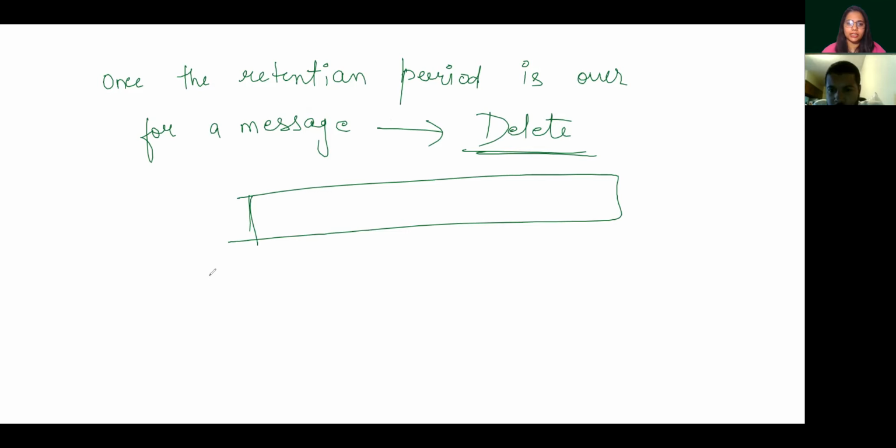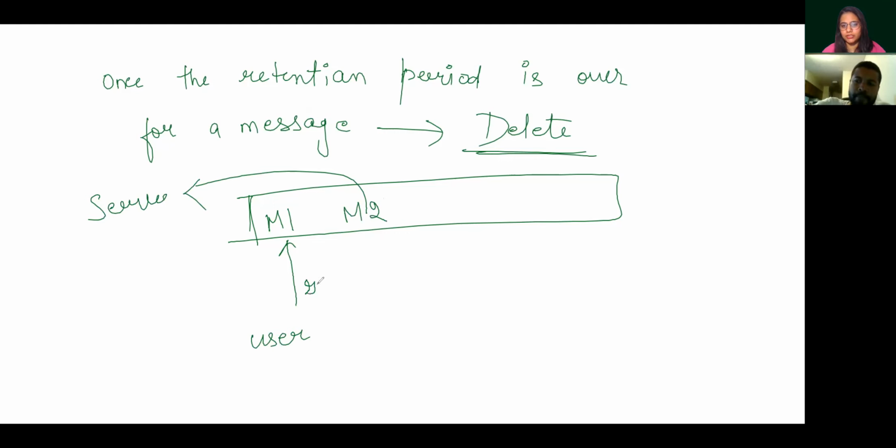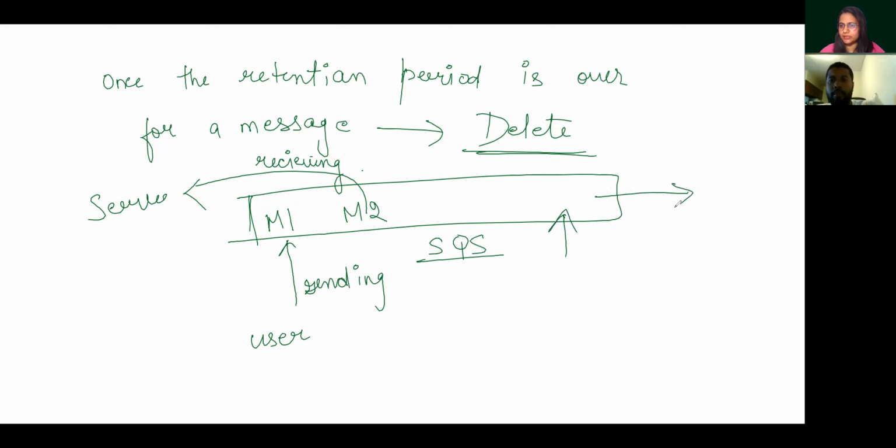Another thing is that you can send the message, like this user is sending the message and the server is receiving the message. This process of sending a message and receiving a message can be done simultaneously. The message coming into the SQS queue and the message going out from the SQS queue can be done simultaneously. Okay. Getting it? Yes.